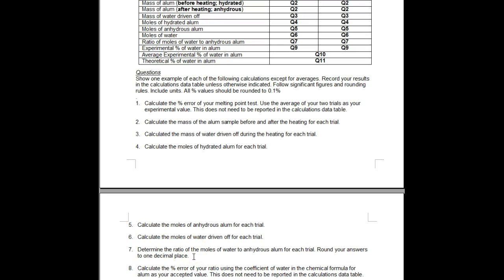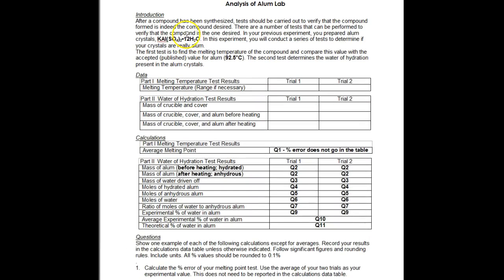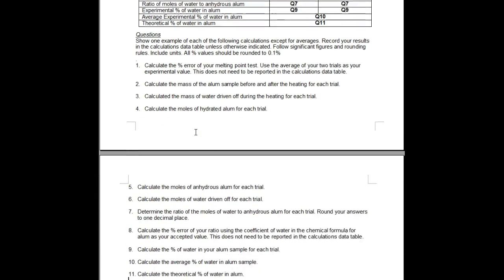Number 7, determine the ratio of the moles of water to anhydrous alum for each trial. Round your answers to 1 decimal place. So you have the moles of water in number 6. You have the moles of anhydrous alum in number 5. Divide and round your answer to 1 decimal place. Hopefully it'll be pretty close to 12, since that in theory is how much water you had according to your chemical formula for every 1 unit of the salt. Okay?